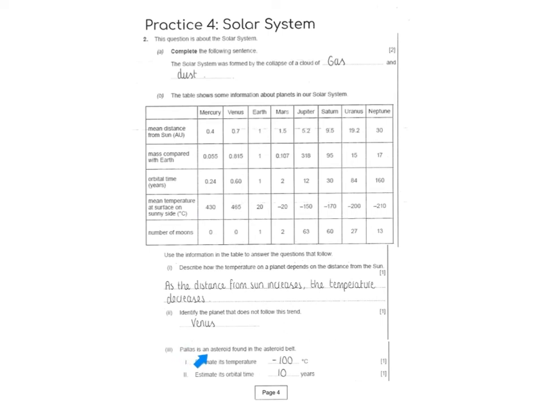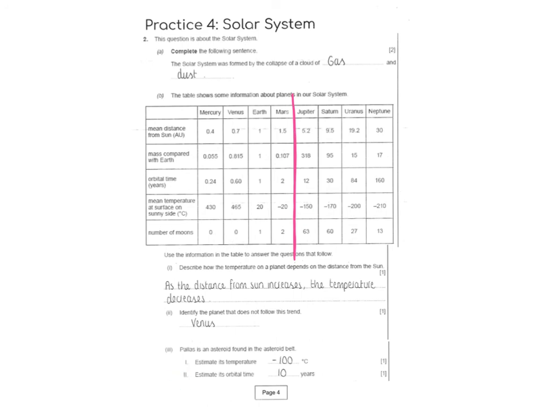Pallas is an asteroid found in the asteroid belt. Estimate its temperature. So the asteroid belt we know is found between Mars and Jupiter, so the asteroid belt belongs down here. I can draw my pink line so you can see. So estimate its temperature. I've just chosen minus 100. You can have any value between minus 121 and minus 149, because anywhere between those two.